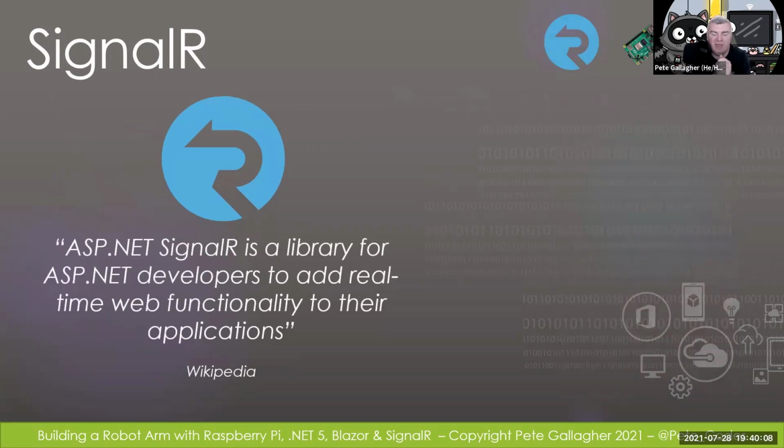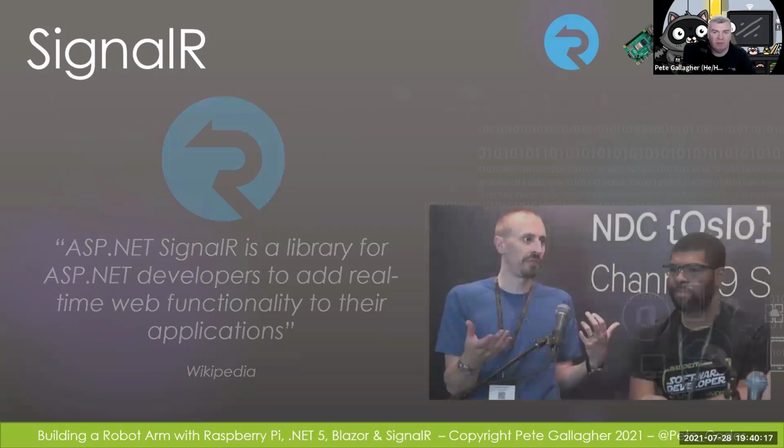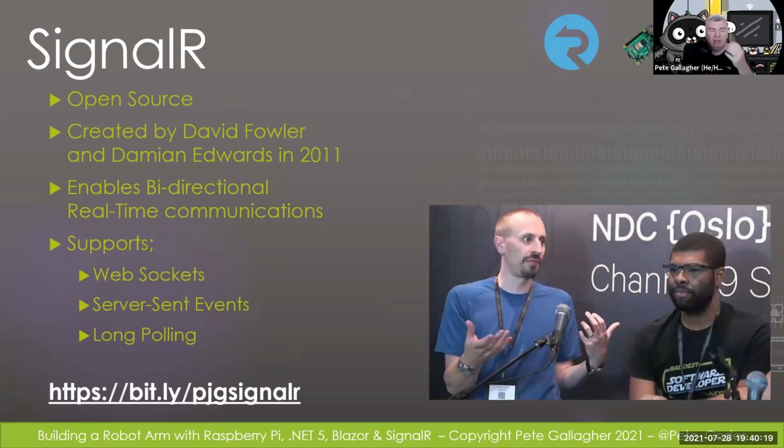And this is an ASP.NET library that allows us to create real-time communications between points for .NET, which is great. This is open source, created by these two clever folks, David Fowler and Damien Edwards, way back in 2011. So this is a decade-old technology now, well-tested, well-proven, and enables bi-directional communications between 2 points. I'm only really interested in unidirectional communications. I want to control my robot arm from the Blazor app, but you'll see we can make use of that in a bit.